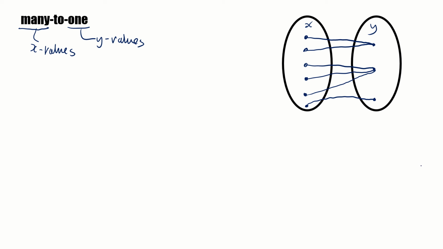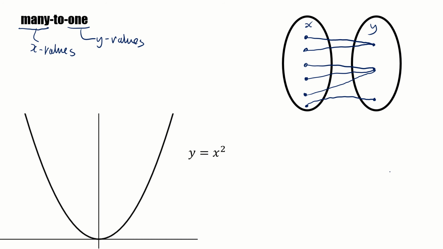Then looking at some graphs, probably the most classic example of a many-to-one function would be just y equals x squared. So that is a many-to-one function because we can see that if I pick this x value, I have this particular y value, but that isn't the only x value that leads to that y value. There is another x value that also refers to that y value, and it's the one over there, roughly. So you can see many x values are leading to one y value.